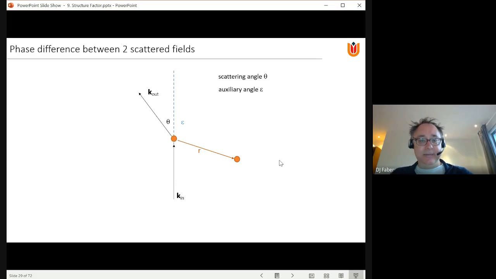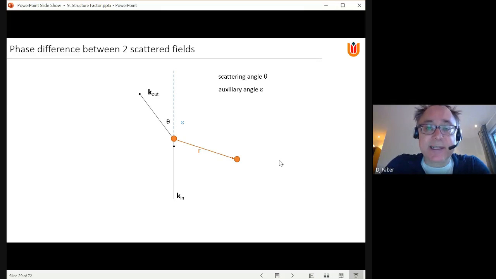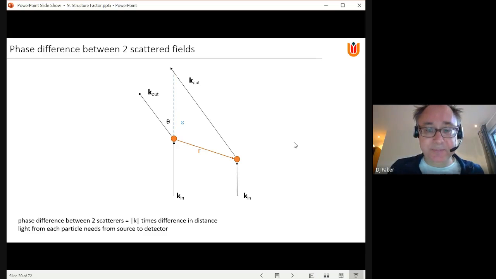Then the angles in this problem are the scattering angle theta, which by definition is the angle between k in and k out. Using the dotted line over here, we can define an angle epsilon between k in and the vector r, that we can use later on.